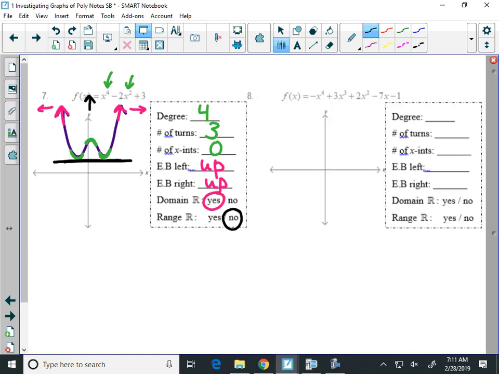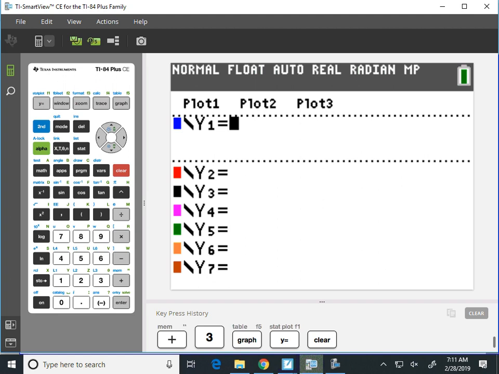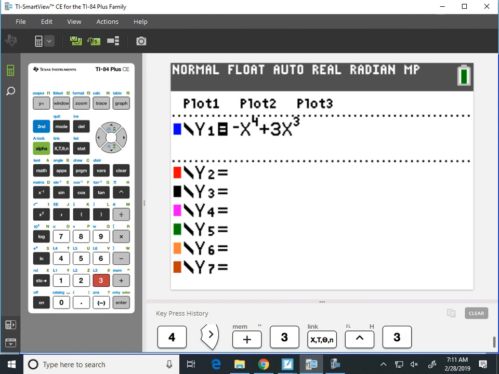All right, next graph, there's a little bit more to type here, so I want to give you a second to be careful. Negative x to the 4th plus 3x cubed plus 2x squared minus 7x minus 1. So let's take a second to carefully type that in. Make sure you arrow out of the exponents as you go.